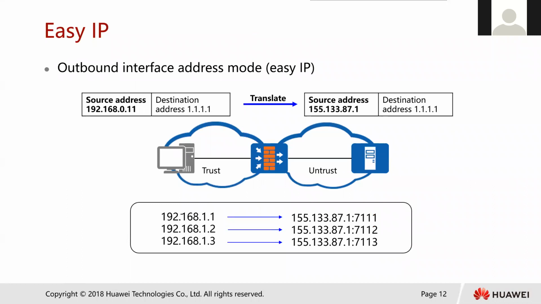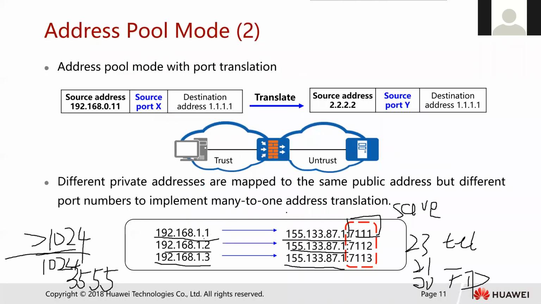Okay, we continue about Easy IP. Easy IP is a mode of source NAT. The difference from the port mode is this one. So focus on "easy". What is easy? Easy means that we don't need to configure an IP address. We just use the outbound interface to do the NAT translation. In this address pool mode, this IP address you need to create.